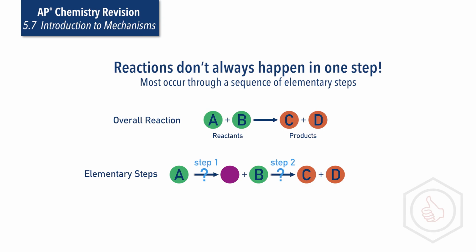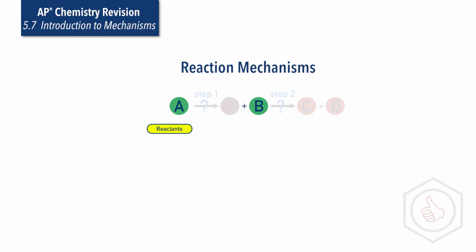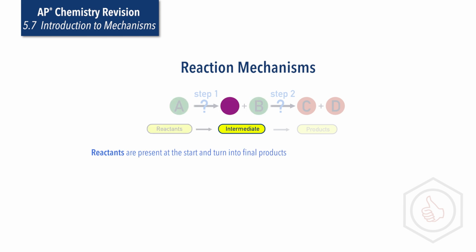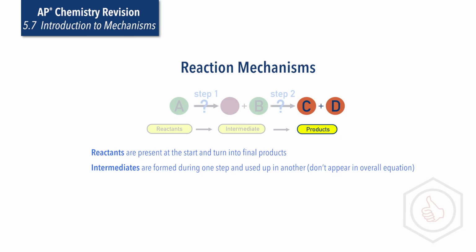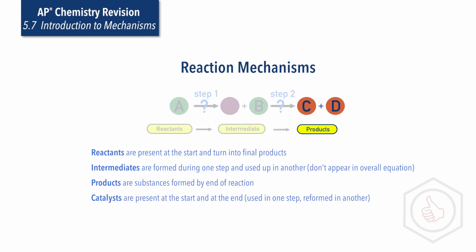Reaction mechanisms have several components: the reactants, intermediates, and products. The reactants are the species present at the start of the reaction. The intermediates are molecules that are formed in one step and then used up in another step. They don't appear in the overall reaction equation, and products are the substances that are formed at the end of the reaction. Catalysts are substances that appear in one step but are regenerated by the end of the reaction, so they don't appear in the overall balanced reaction equation.